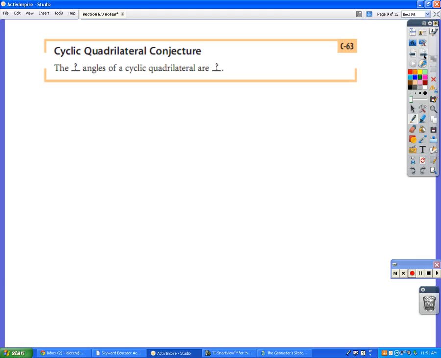All right? So the what angles? Opposite. The opposite angles of a cyclic quadrilateral are supplementary, which is the short way of saying what Manuel was going to say. They add up to 180 degrees. We'll just use the word supplementary.